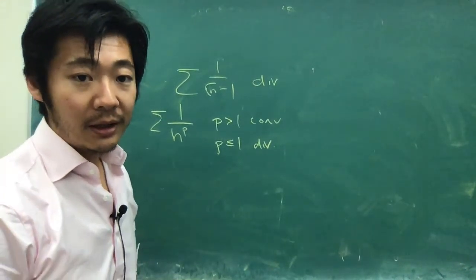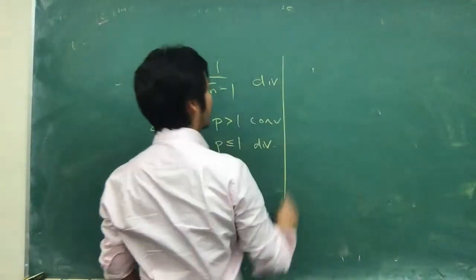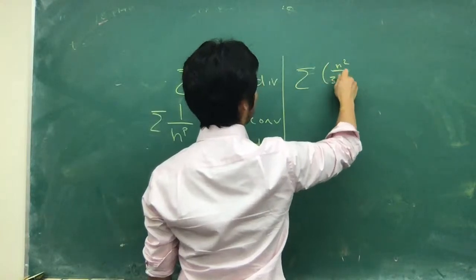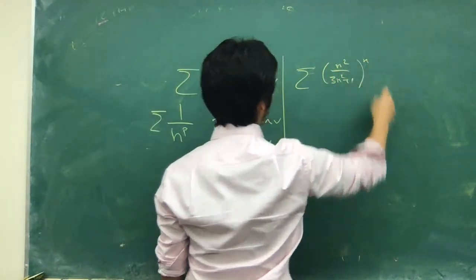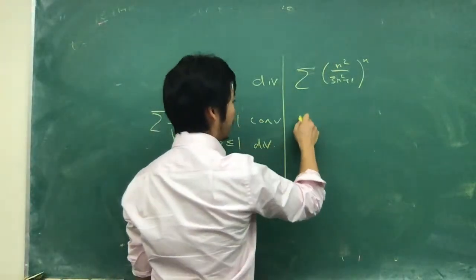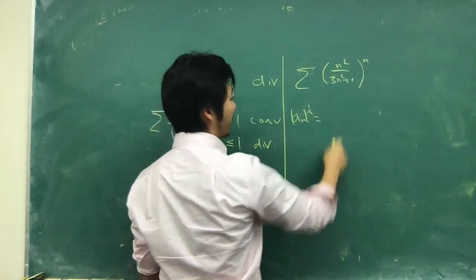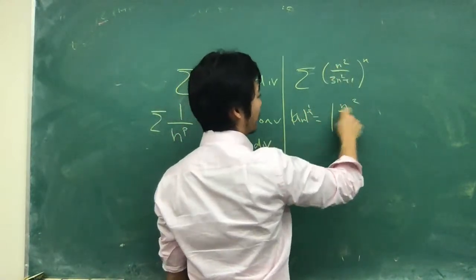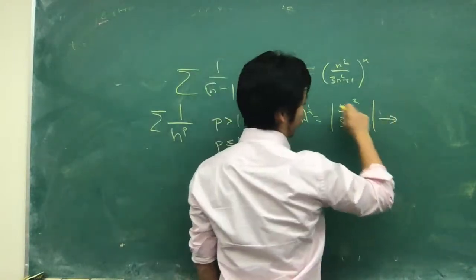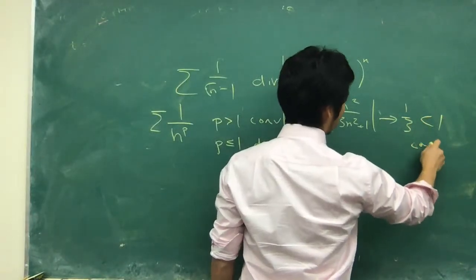The next one is a pretty easy application of the root test. So n squared, 3n squared plus 1 to the n. So take the nth root. Can't forget the absolute value, although in this case it doesn't really matter. Then the limit, you just compare the coefficients because it's the same power. So it's 1/3, less than 1, it's convergent.